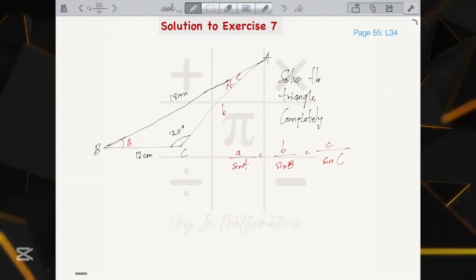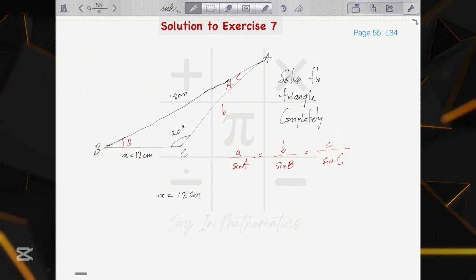Let's solve the solution to exercise 7 together. In this exercise, we have the question that we should solve the triangle completely. That is to find all the remaining angles and to find the remaining sides. In the question, we are given that length A is equal to 12 centimeters.